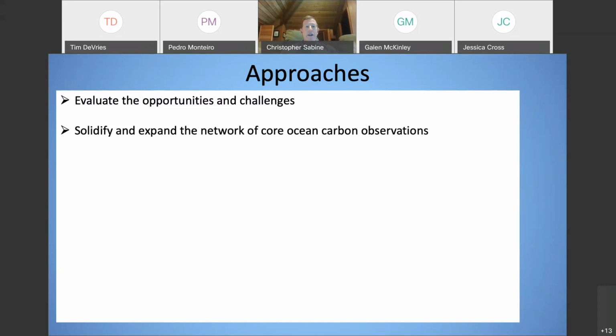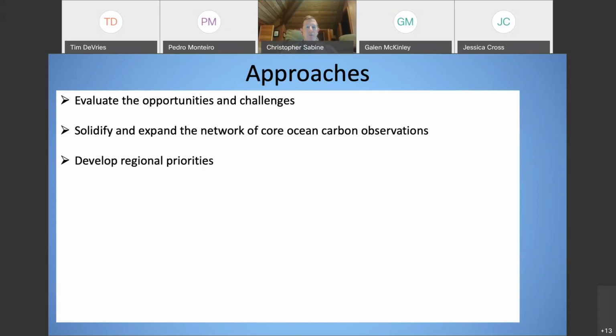We need to solidify and expand the network of core observations. There's a recognition at this workshop that while we have these wonderful global surveys of ocean interior carbon with the GO-SHIP program, and we've got the surface observations from the underway programs, and we've got all the moorings, and we're getting BGC-Argo, that these programs, while they do exist, are kind of operating hand to mouth, and there really is not a firm funding source here that's going to sustain these critical observations. Next.